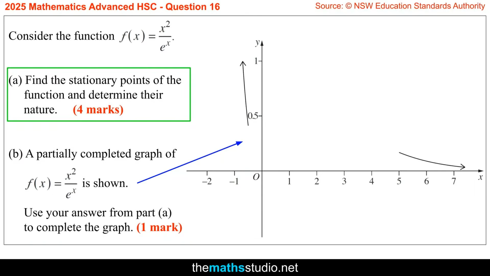Question 16. Consider the function f of x equals x squared over e to the power of x. Part A. Find the stationary points of the function and determine their nature.